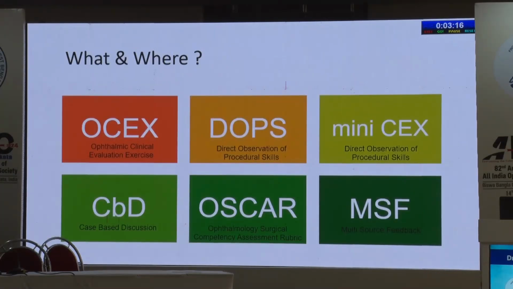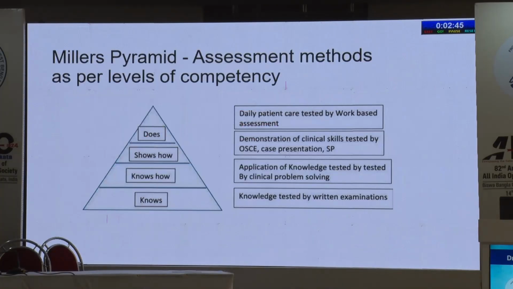What are the tools that we have in play? Now you'll see a whole lot of abbreviations here. They look extremely complex, but actually they're very simple. OCEX is the ophthalmic clinical evaluation exercise. DOPS is the direct observation of procedural skills. The mini CEX is, again, a mini clinical evaluation exercise. CBD is case-based discussion. OSCAR is how you look at surgical competency. And MSF is what Dr. Prashant presented just now, which is the 360-degree feedback mechanism.